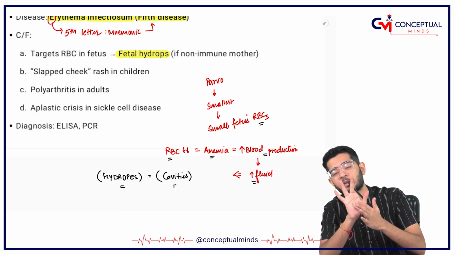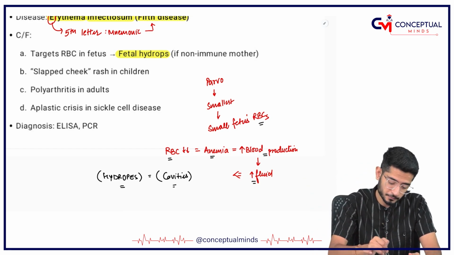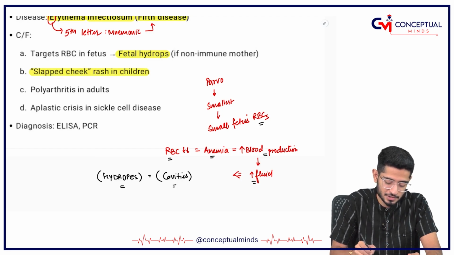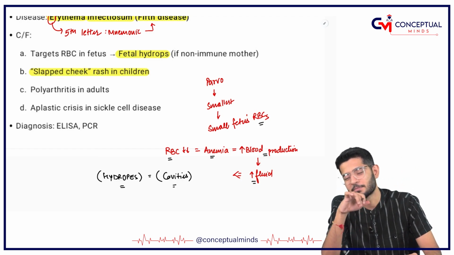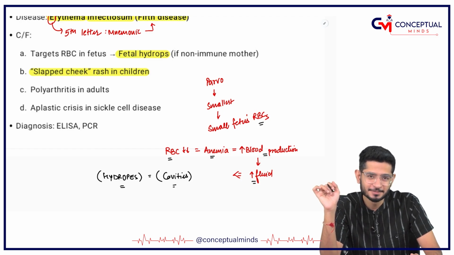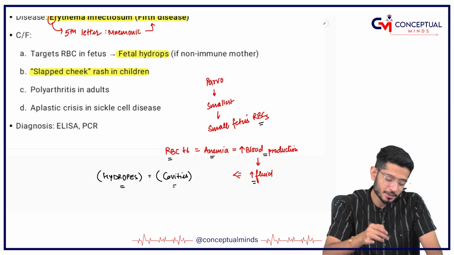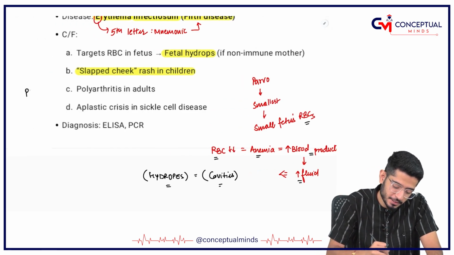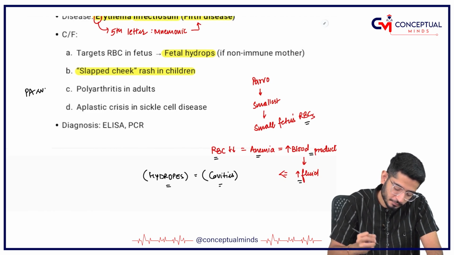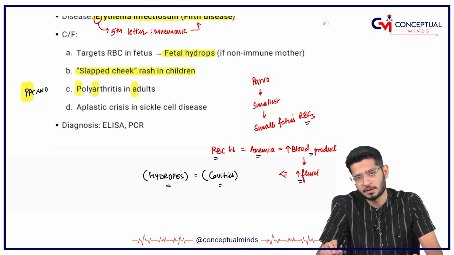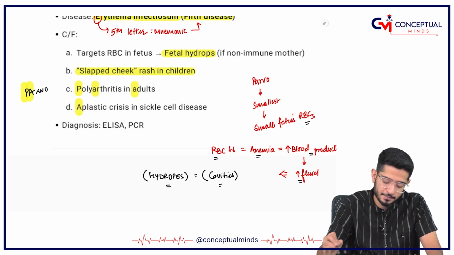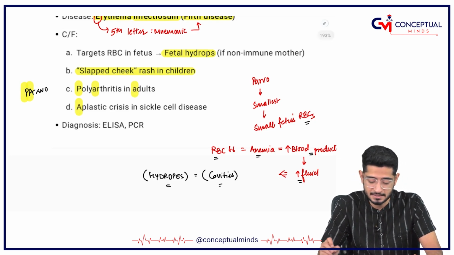And I told you my red hand is going to give a slap; that is the slapped cheek rash in children, caused by parvovirus. Okay, fine. Second thing, very important to remember: P for parvo and PA is important, because it is responsible for causing polyarthritis in adults, and A for aplastic crisis in sickle cell disease.